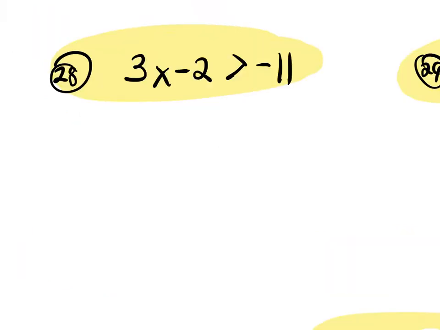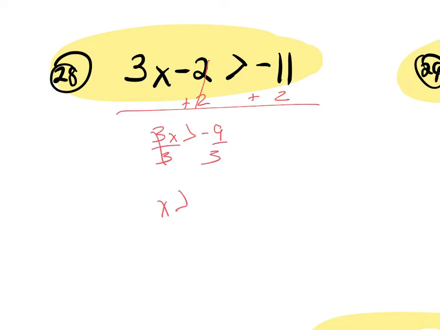All right, number 2, or 28, whatever. Same thing. This is a linear. It's to the first power. So I'm just going to get x by itself. I'm going to add 2 to both sides. +2 +2. So I have 3x is greater than -11 and 2 is -9. Divide both sides by 3. And x is greater than -3.